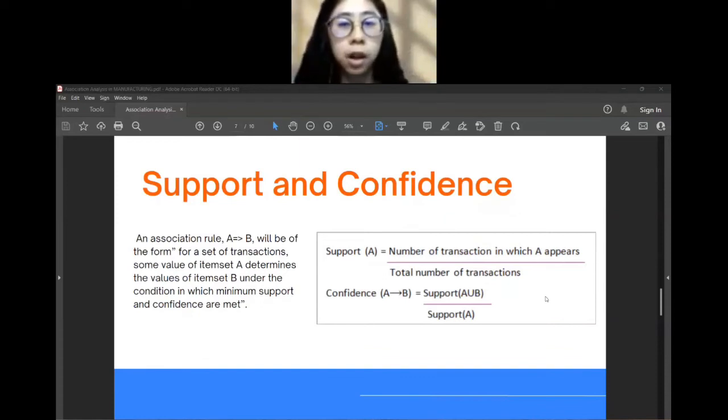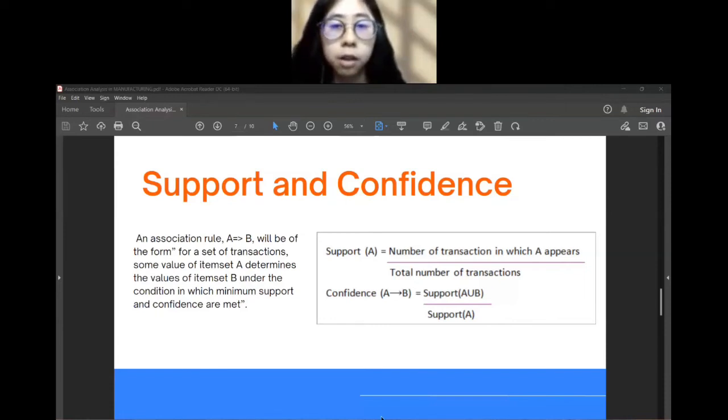I want to say how we use the association rule with the Apriori algorithm to solve this problem. For support and confidence, an association rule is A to B. A is the antecedent and B is the consequent. It is of the form: for a set of transactions, some value of item set A determines the value of item set B under the condition in which minimum support and confidence are met.